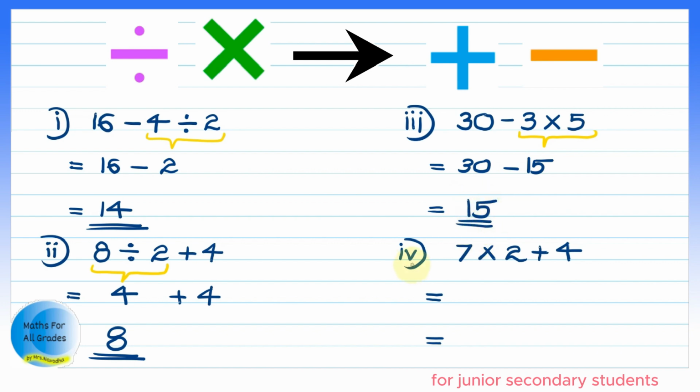Problem number 4. 7 times 2 plus 4. Here you can see two mathematical operations, multiplication and addition. And we go for the multiplication first. 7 times 2 equals 14. 14 plus 4 equals 18. This is the final answer.